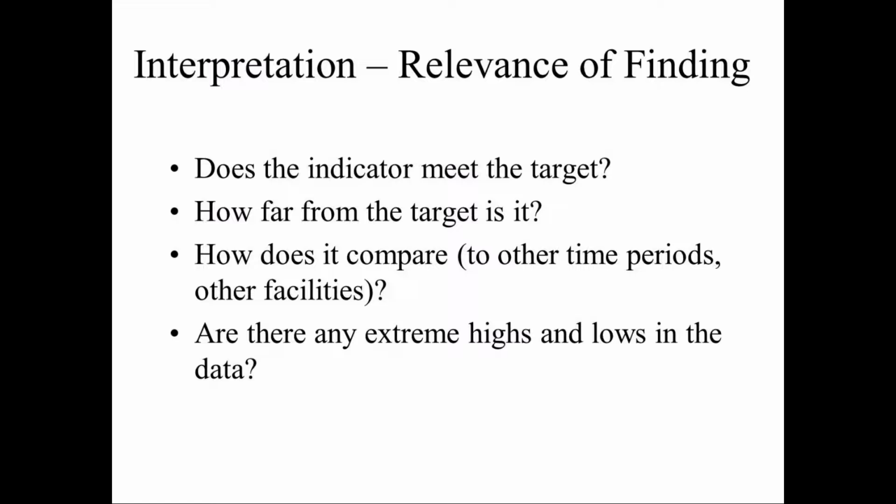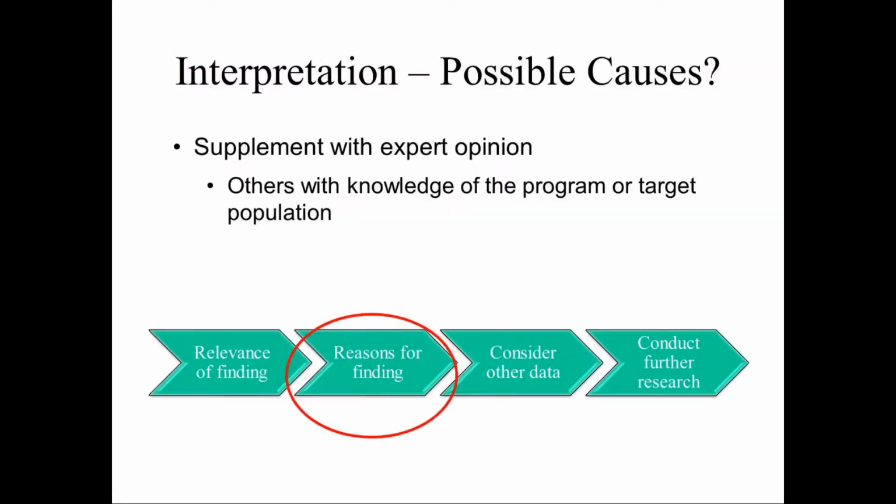Does the indicator meet the target? How far from the target is it? How does it compare to other time periods, other facilities or locations? Are there any extreme highs and lows in the data? And then, possible causes. Supplement with expert opinion if needed. Others with knowledge of the program or target population may be able to help you interpret the findings of your QI project.